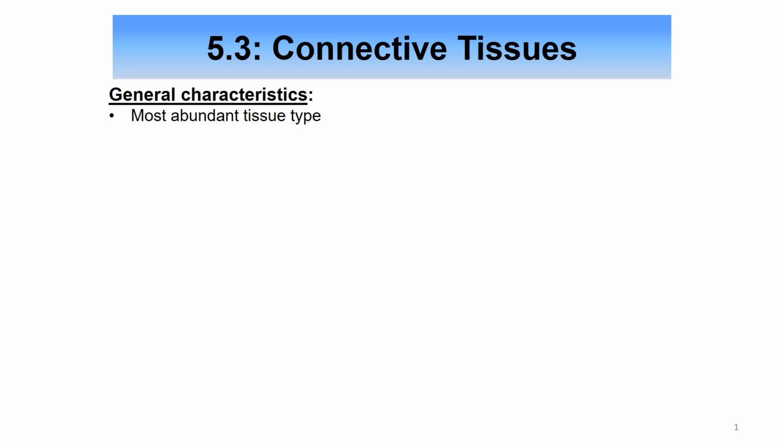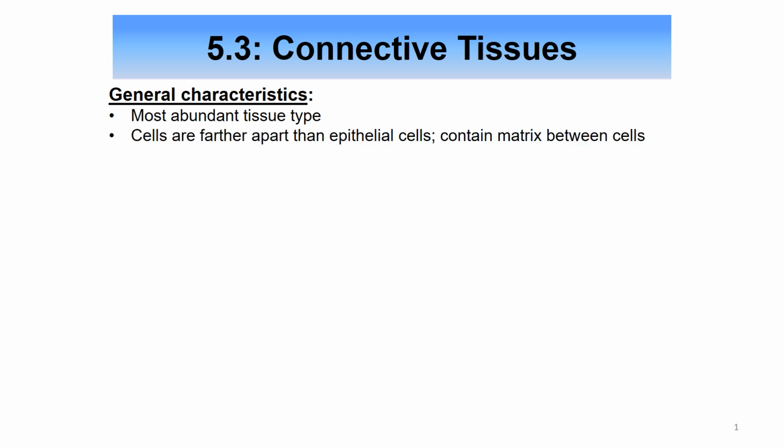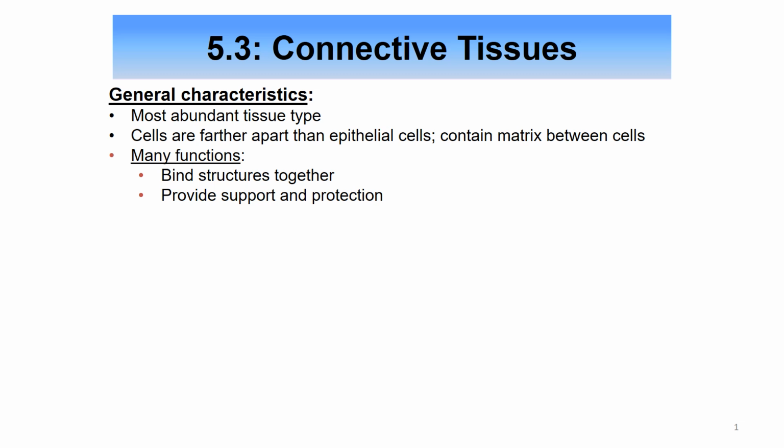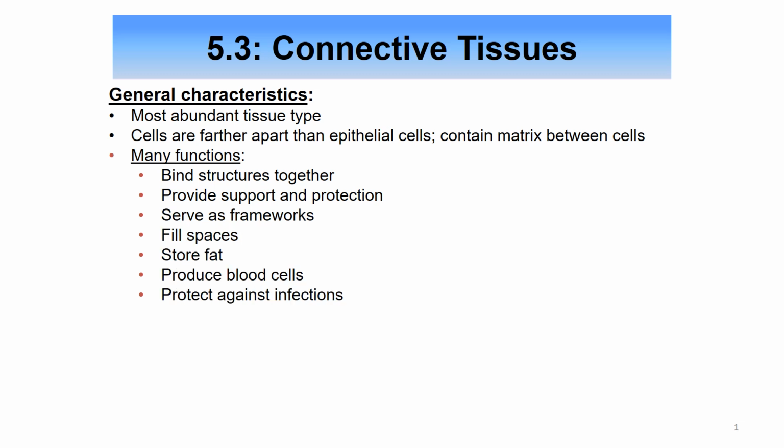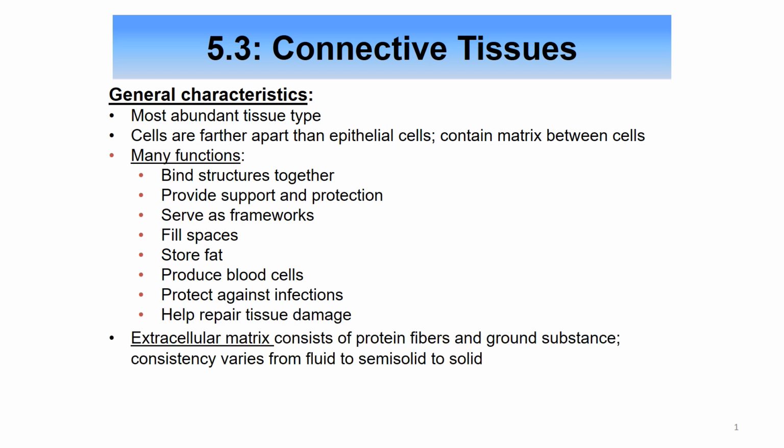The second part of Chapter 5 covers connective tissues, muscle tissues, and the nervous tissue. Connective tissues is the most abundant tissue type. Here, compared to epithelial tissues, the cells in connective tissues are farther apart, and there's matrix between the cells. There are many functions to connective tissues. Here they bind structures together, provide support, protection, serve as frameworks, fill spaces, store fat, produce blood cells, and protect against infections, as well as repairing tissue damage.